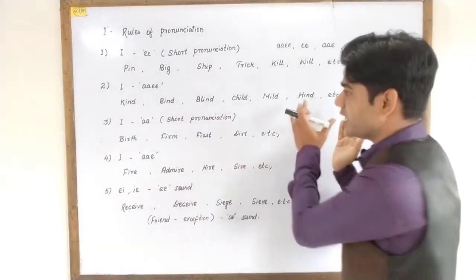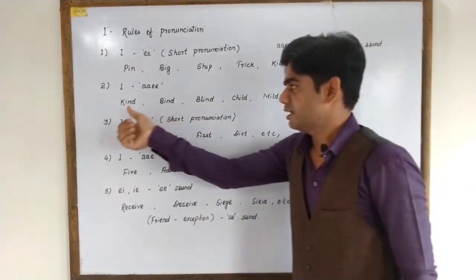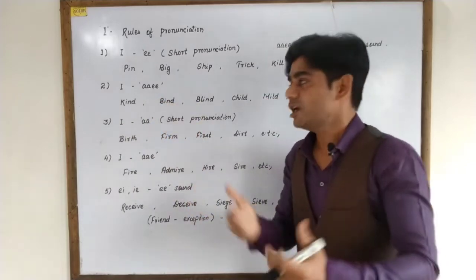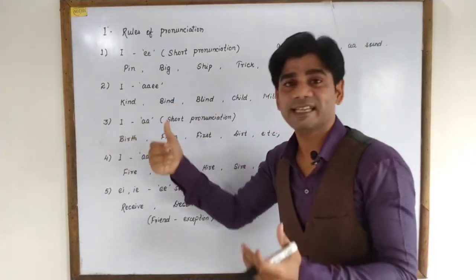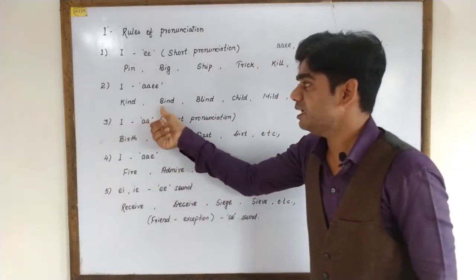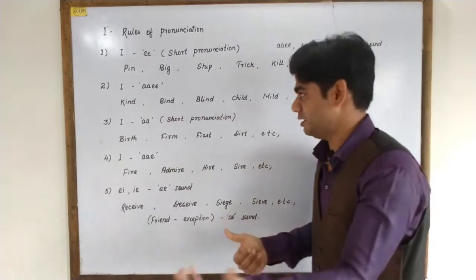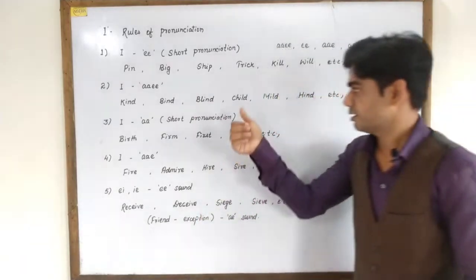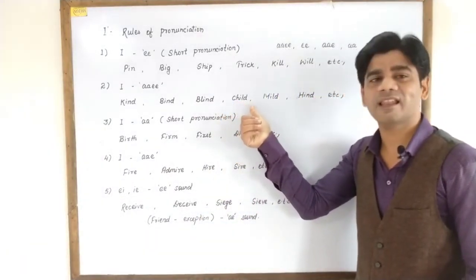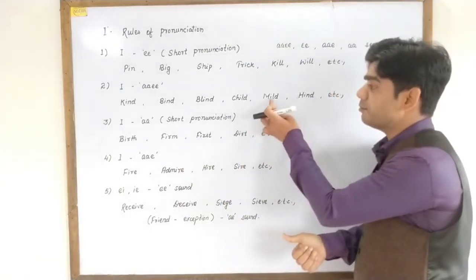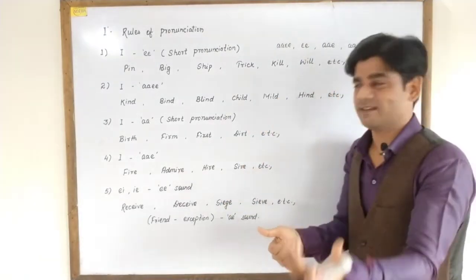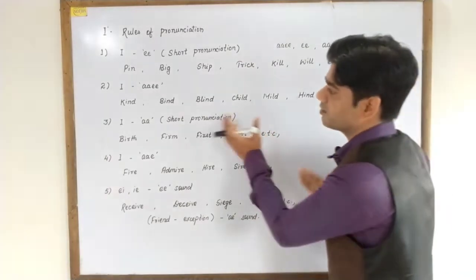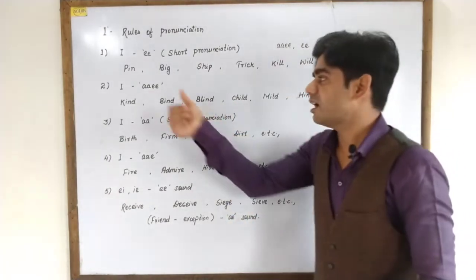I sound. So here we have some examples. K-I-N-D, how are we reading it? Kind. B-I-N-D, bind. B-L-I-N-D, blind. C-H-I-L-D, child. M-I-L-D, mild. H-I-N-D, hind. So these are the words that contain letter I and it is producing I sound.